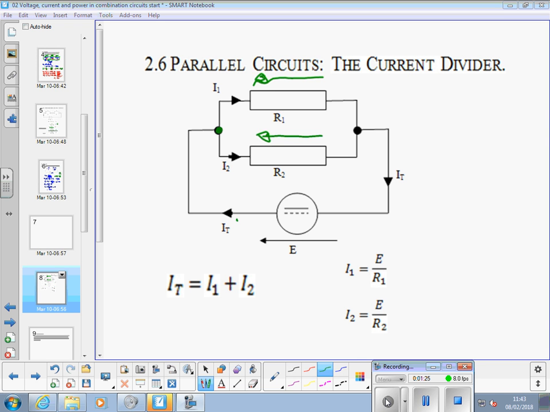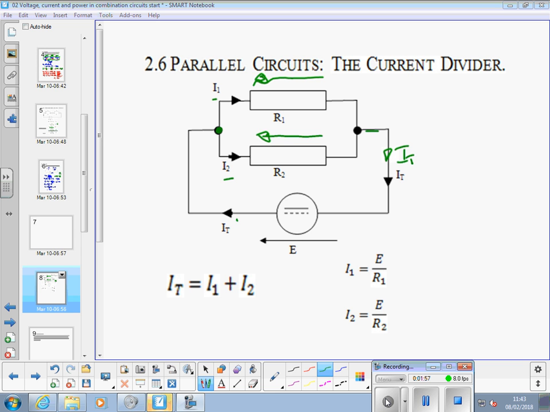We'll also find in a combination circuit we've got one voltage across all resistors in a parallel section of that. But we've got two currents, I1 and I2. So the current splits here, but comes back together this side to become IT again. So we can use two resistors in parallel to be a current divider.